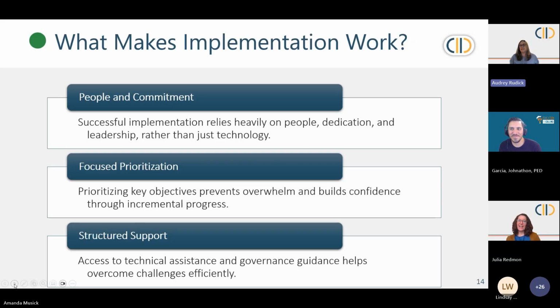Julia, do you want to speak a little bit about just what you see that has made implementation work?